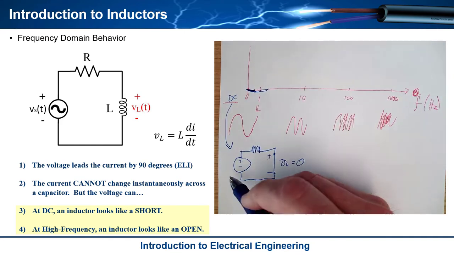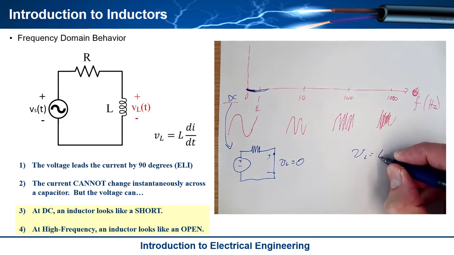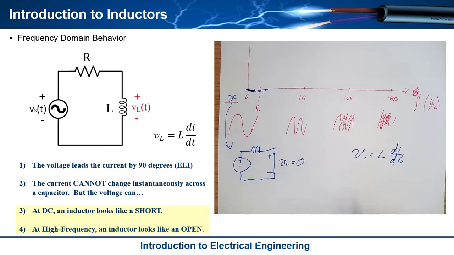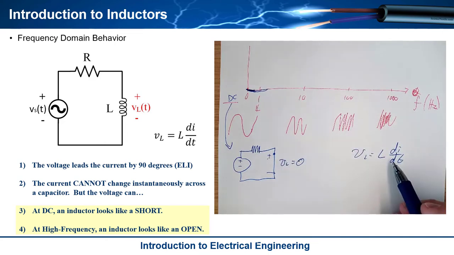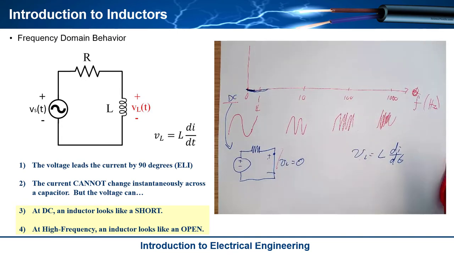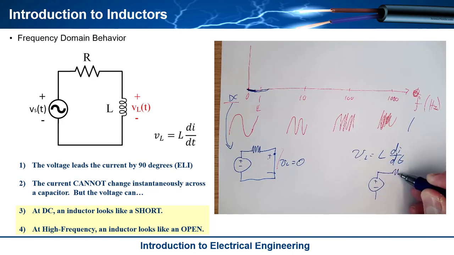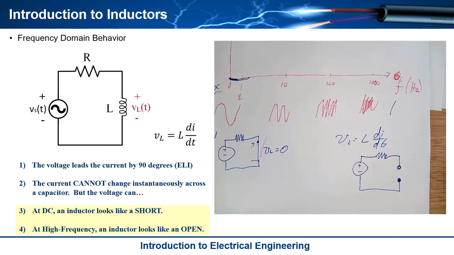Then as you go faster and faster, if you think about V_L equals L di/dt, you are making the current oscillate back and forth faster and faster in this thing, and the voltage will start developing more and more because you're starting to induce these magnetic fields, okay? So as you get higher and higher in frequency, the inductor looks like an open circuit, and it will allow all the voltage to be induced across it because of these magnetic fields.